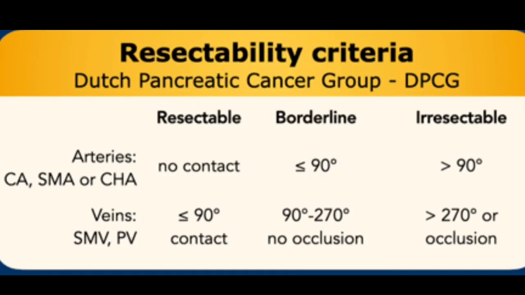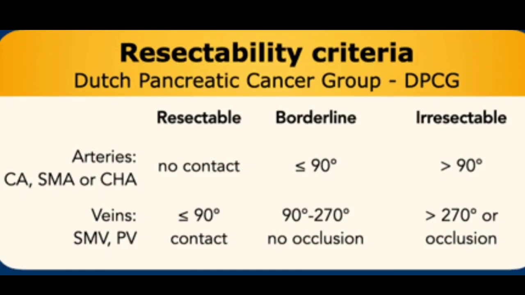So far as the veins are concerned, if the superior mesenteric vein and portal vein have less than 90% contact with the tumor, then this tumor would be resectable. And if it is 90 to 270 degrees in contact with the tumor, there is no clear conclusion. Some people will consider it borderline and go for resectability, and some will not. But if it is 270 degrees or greater, then it would be irresectable. You won't be able to resect that mass.